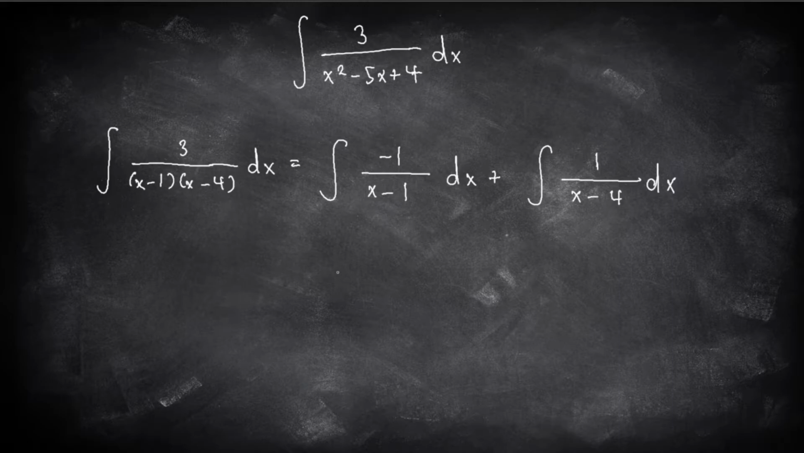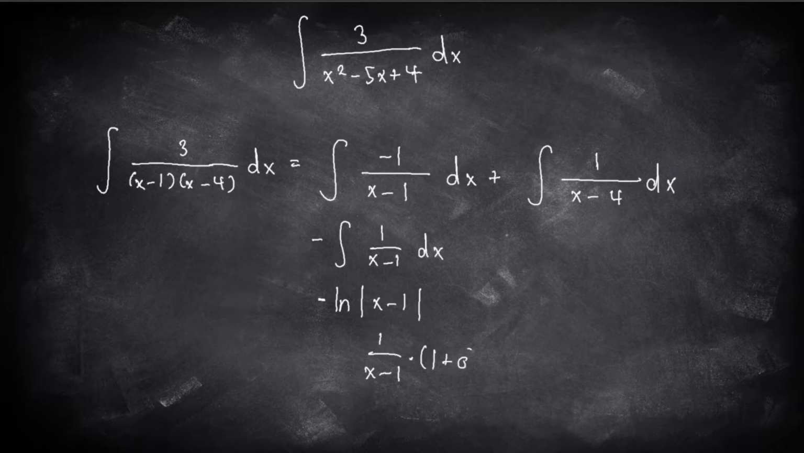Okay, now let's take the integral of this. This is the same thing as negative the integral of 1 over x minus 1 dx, because we moved the scalar out. This is just a reciprocal, so it's the negative natural log of the absolute value of x minus 1. Take the derivative of this: it's 1 over x minus 1, and there's a function inside, so we chain it. The derivative of x is 1, the derivative of negative 1 is 0, so 1 plus 0 is 1. So it's the same thing as this, and then we put our negative.